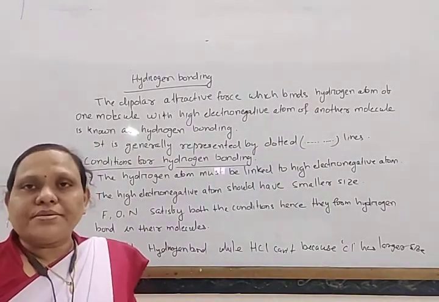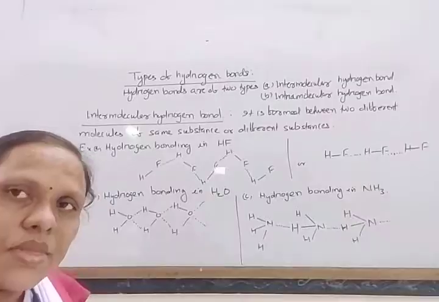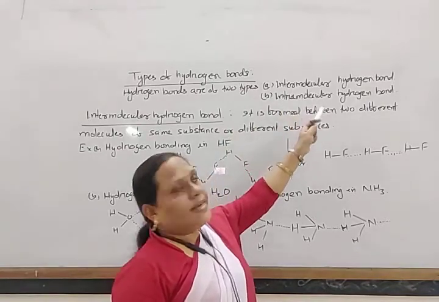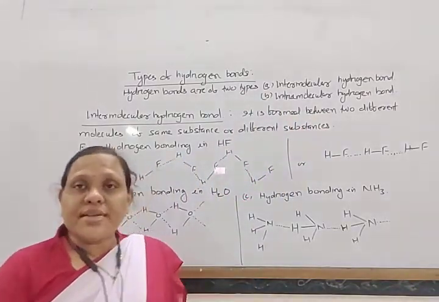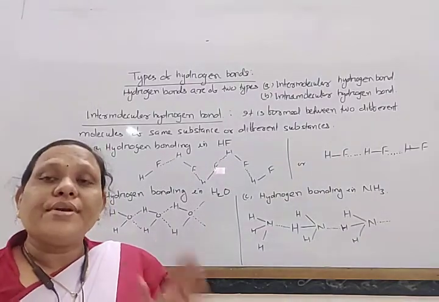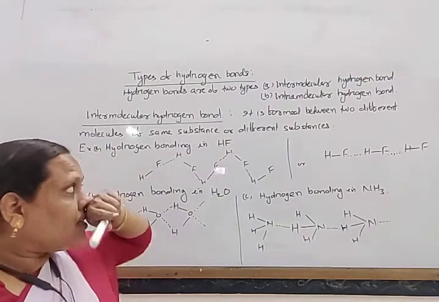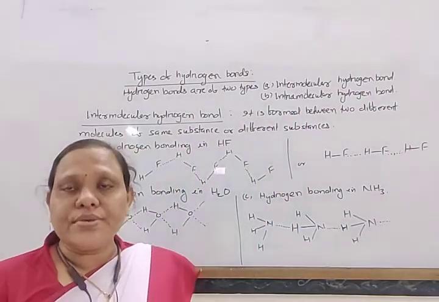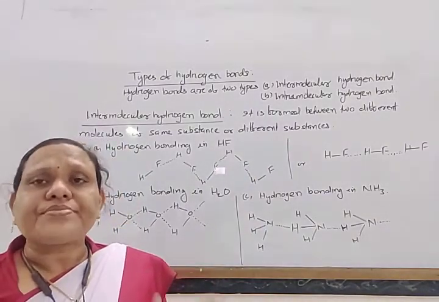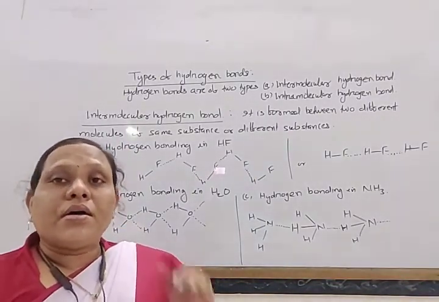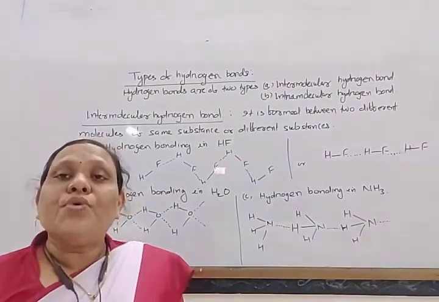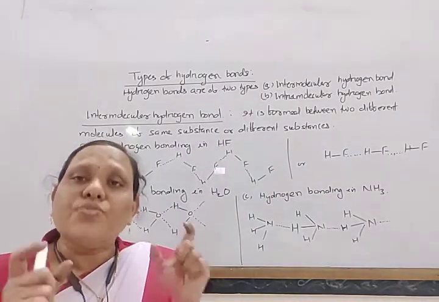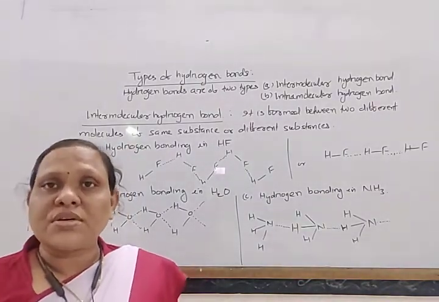Next come to types of hydrogen bond. There are two types, intermolecular and intramolecular. When hydrogen bonding takes place within the molecule, that is known as intramolecular hydrogen bond. When hydrogen bonding takes place between different molecules of the same type or different type, that is known as intermolecular hydrogen bond. And the more the electronegativity of the atom, the stronger is the hydrogen bond.